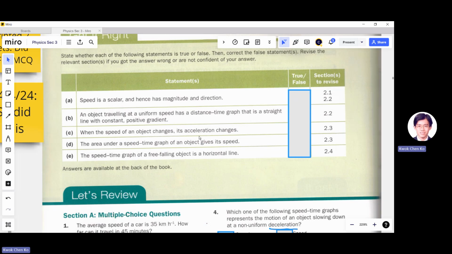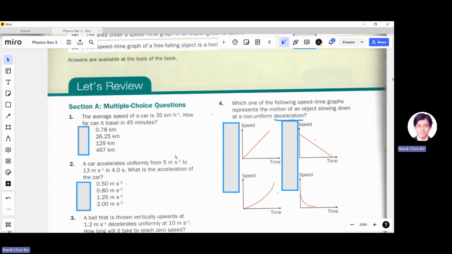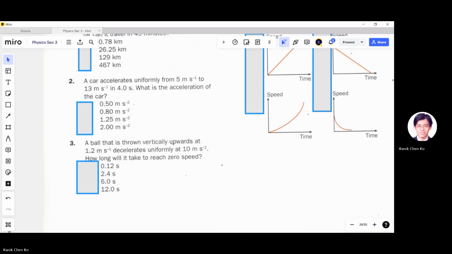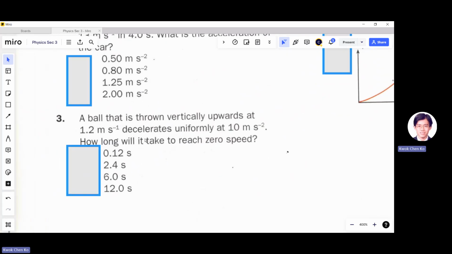So it's accelerating at first, is it? Which one? Let's see, 3. So it is like this. What are you drawing? What axis? Acceleration? No. They already said decelerate uniformly, so the speed is decreasing. Do you notice the deceleration is uniform? What does it mean? Straight line, right?